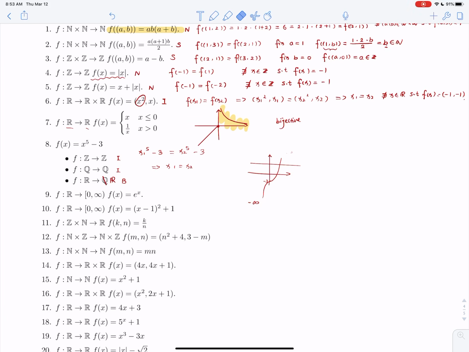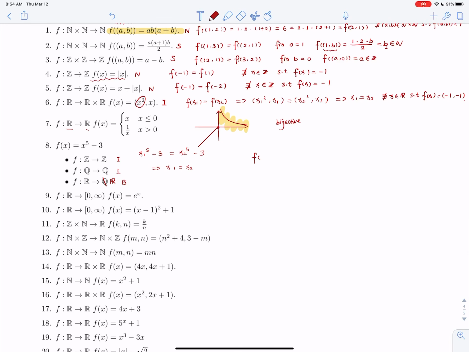But why are the other two not surjective? This is because, well, if we try this out, you'll see. Let's see f of 1 for the first one. f of 1 will give you 1 to the 5 minus 3, which is negative 2. f of 2 will give you 2 to the 5 minus 3. You see that there is a huge gap between this and this, and this huge gap will never map to that. So we can give a counterexample here: there does not exist x in the integers such that f of x equals 2.